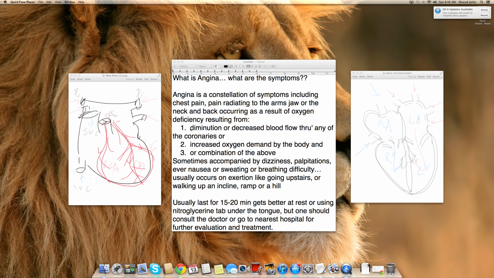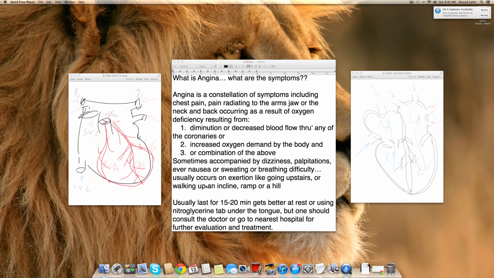So angina normally occurs because of an imbalance between a supply and a demand of oxygen. Remember, the oxygen is being supplied. If it is lessened, we have a problem. If the demand is high, we have a problem. Or it's a combination of supply and demand ratio going in an adverse balance. It is accompanied by dizziness, palpitations, even nausea or profuse sweating, and sometimes breathing difficulty.